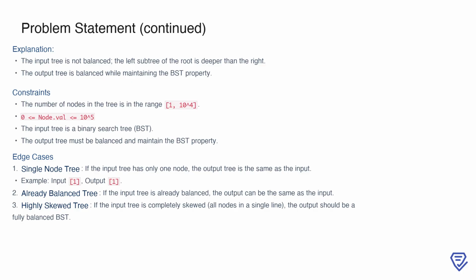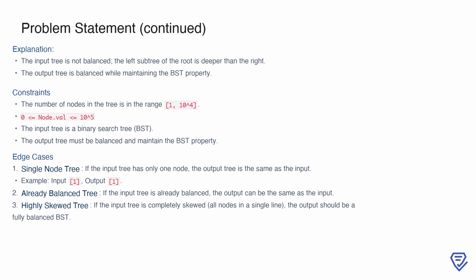In the balanced version of the third example, the root remains 3, but the left subtree is now structured differently. The node 2 becomes the left child of 3, and 1 becomes the left child of 2. The right subtree of 3 still contains the node 4. This rearrangement ensures that the depth difference between the left and right subtrees of every node is at most 1. The balanced output tree maintains the BST property, where all nodes in the left subtree are less than the root, and all nodes in the right subtree are greater.